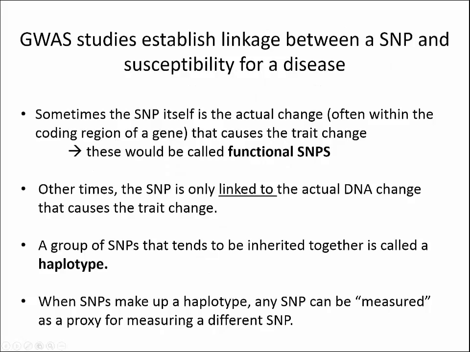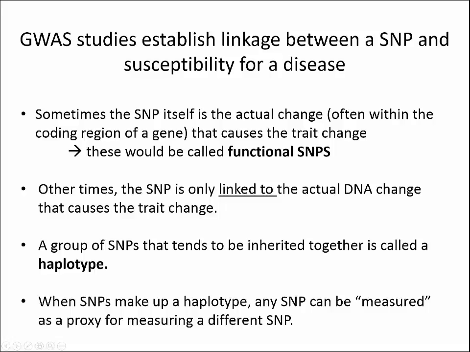So GWAS studies establish linkage between a particular SNP and a susceptibility for a disease. Now, you might assume that that SNP is actually the causative thing that makes someone susceptible for a disease. And it is true that sometimes the SNP is the actual cause of the susceptibility. If that is the case, that is actually called a functional SNP. Often you would find that that SNP occurs within a coding region of a gene, and that is the one that is actually making this trait change, giving the susceptibility for this disorder.